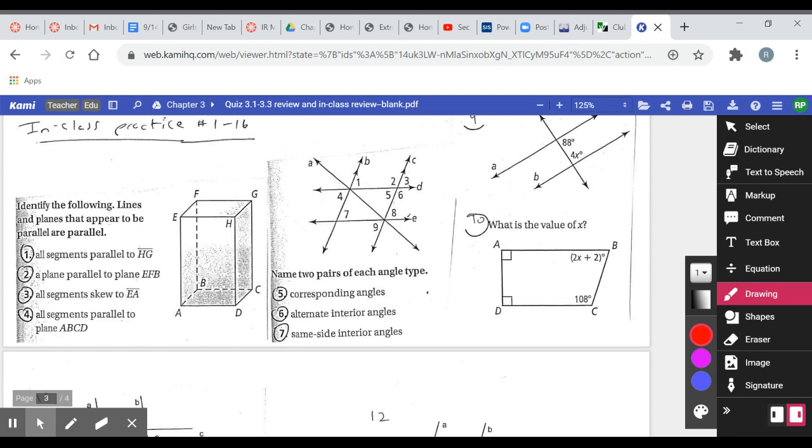So let's go through these together. See if you can think through them before I say what the answers are, and that'll give you a double check that you know what you're doing, and then you'll get to do some practice on your own on the other page.